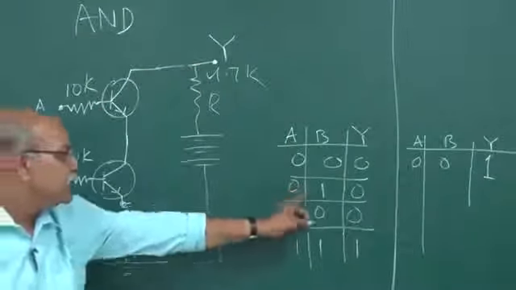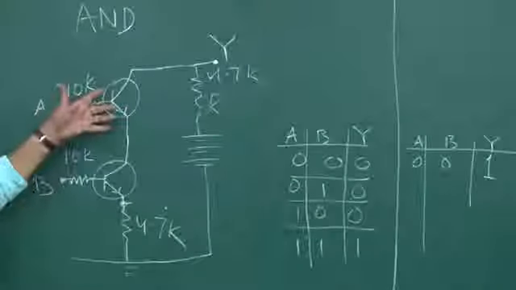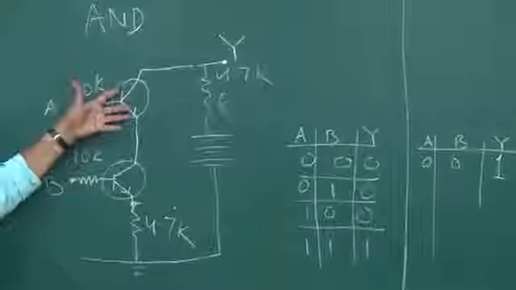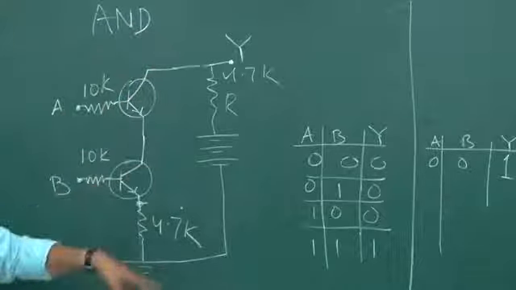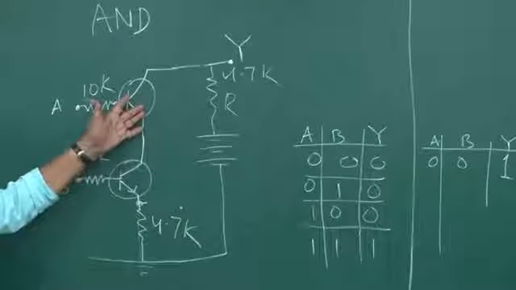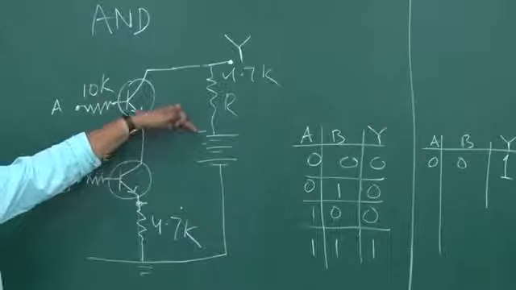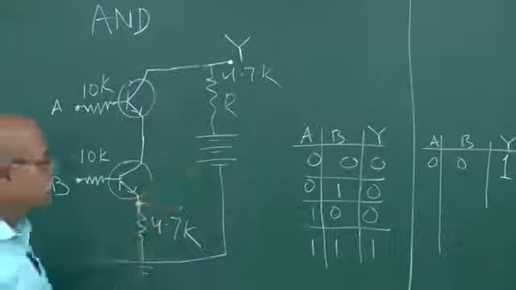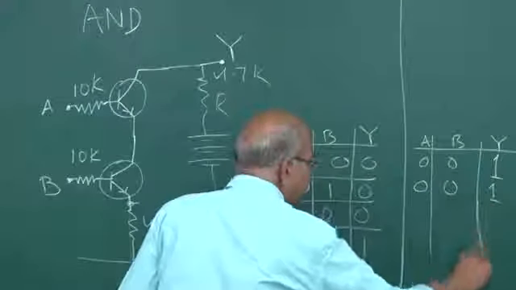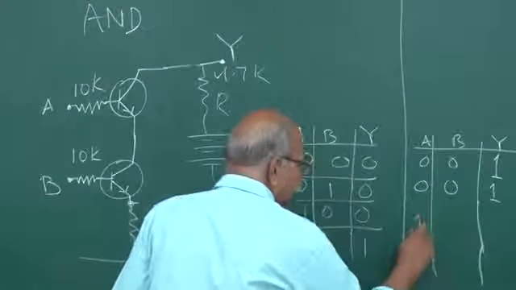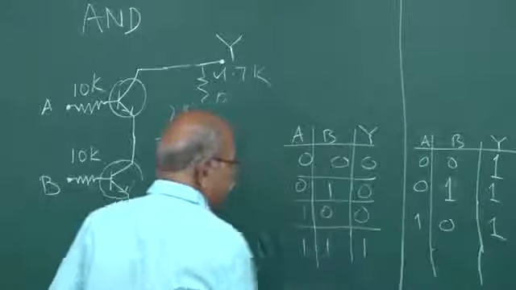What if A is 0 and B is 1? Once again, if this is 0, this is in cutoff region, it does not conduct, although this can conduct, but after all the current needs the full path. So no current here. If no current here, no current here, then again this potential appears here, and therefore this is 1. So 0, 1 also gives me 1, and similarly 1, 0 will give me 1.